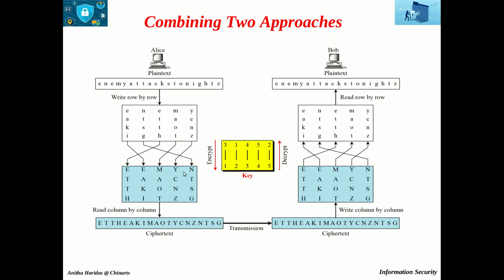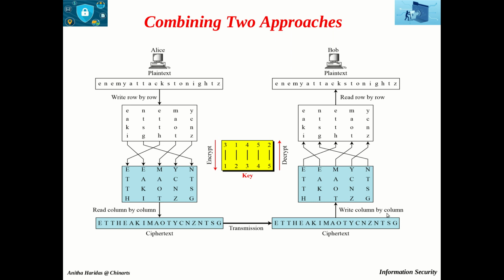Once the reordering has been done, the third step is transmitting it column by column. So we transmitted column by column: E, T, T, H, then E, A, K, I, M, A, O, T, and so on. So this becomes the ciphertext, which will be transmitted to Bob. And now what will Bob do? Bob will be doing the reverse order. Here they first wrote row by row, so Bob will be writing it column by column.